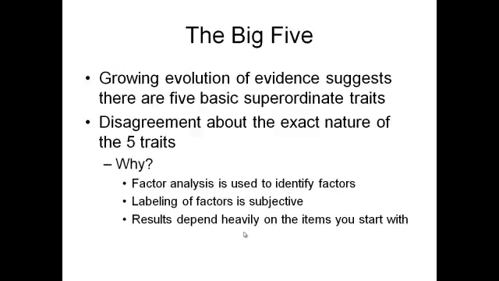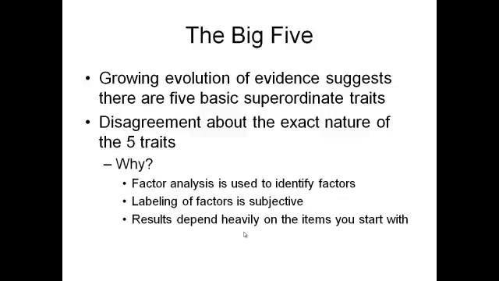Finally we get to the big five. The big five, the five-factor model, is what seems to be the growing consensus about the basic structure of personality. Study after study seems to be confirming that you can basically identify personality as having a structure of five superordinate traits. Not 3, not 16, but 5. Okay?